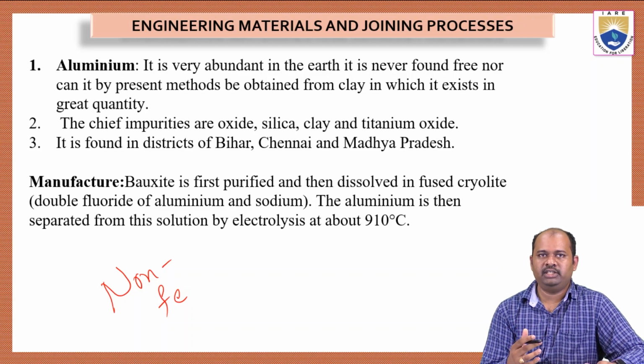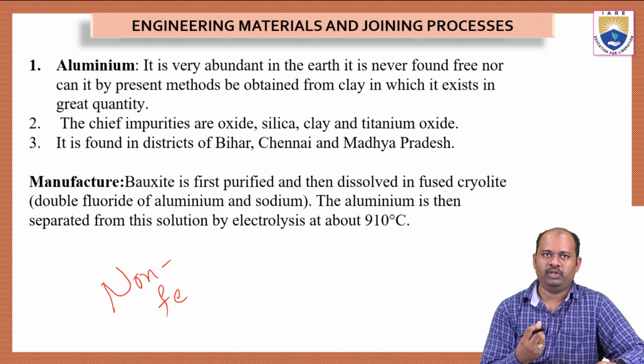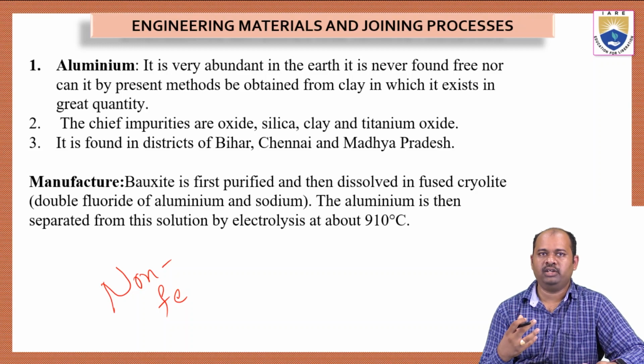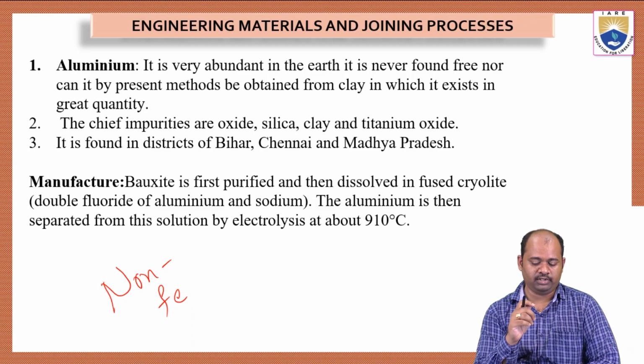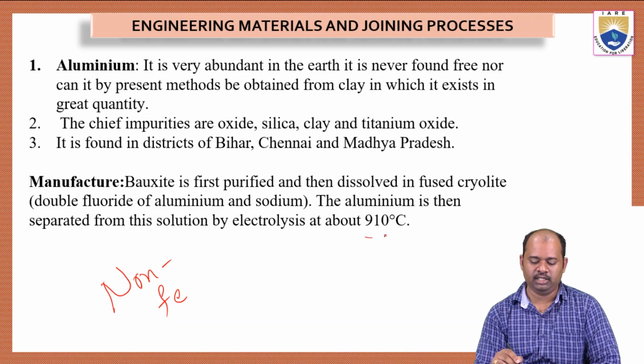The chief impurities are oxide, silica, clay, and titanium oxide. All these components have to be removed from bauxite in order to get pure aluminum metal. It is found in the districts of Bihar, Chennai and Madhya Pradesh in India. And how to manufacture this? Bauxite is first purified and then dissolved in fused cryolite, that is double fluoride of aluminum and sodium. The aluminum is then separated from this solution by an electrolysis process at about 910 degrees centigrade.